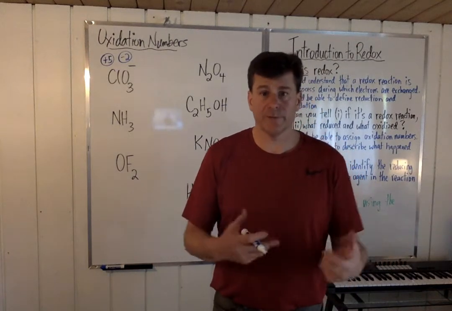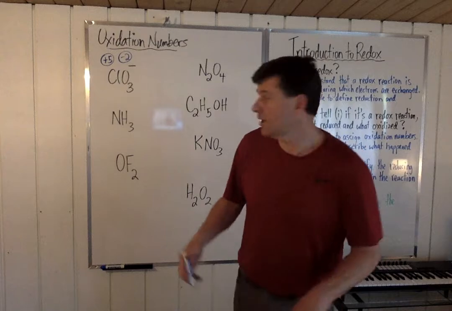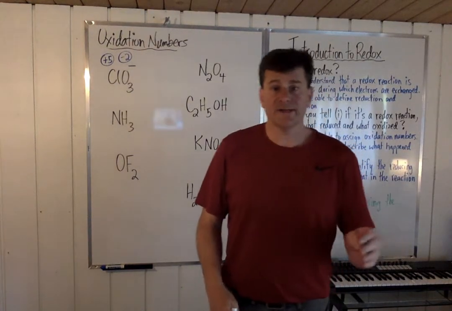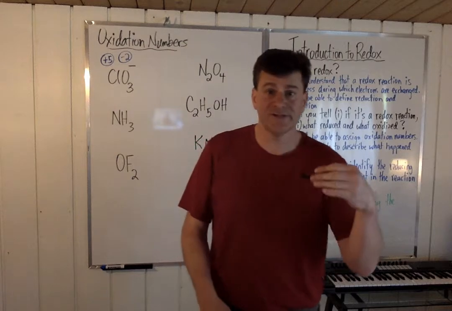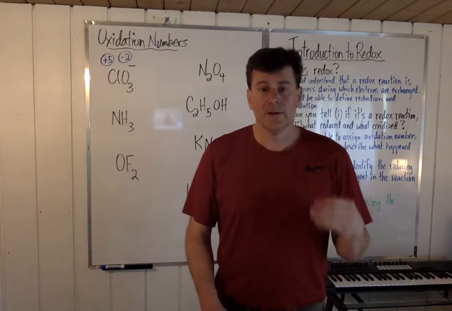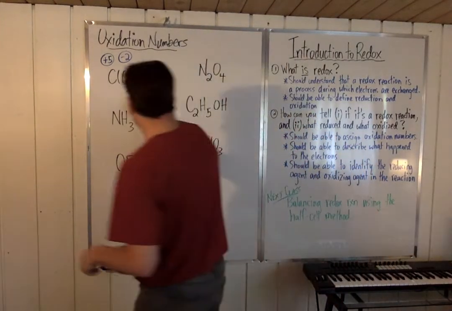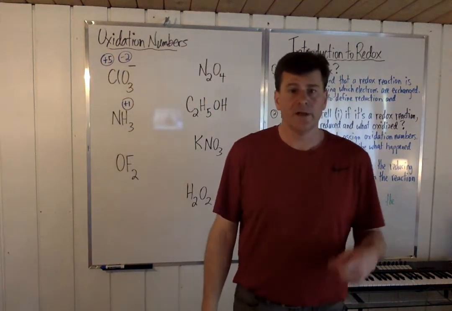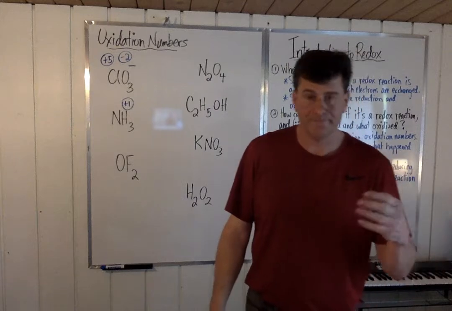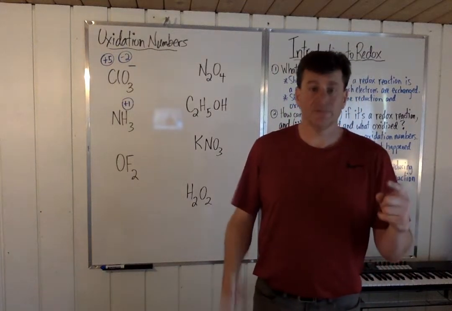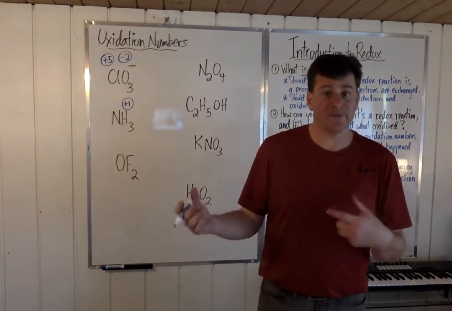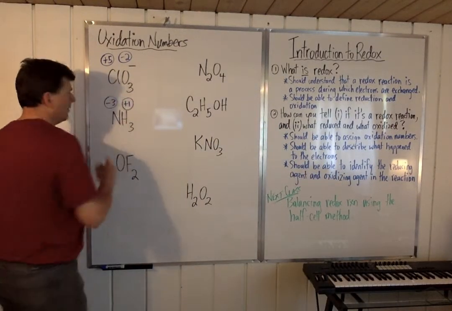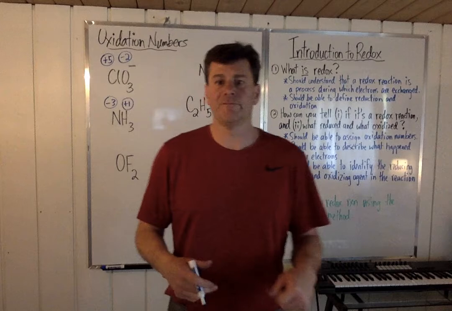Okay, next one, NH3. You've got 1 nitrogen, 3 hydrogens. The overall molecule is neutral. It has a charge of 0 because nothing's written there. Highest on the priority list is hydrogen. Hydrogens get a charge of +1, so I've got an oxidation number of +1 for the hydrogen, higher priority. There are 3 of them, that's +3. The nitrogen, there's just 1 nitrogen, so it has to balance off that charge. So the 1 nitrogen has to be -3, oxidation number of -3.